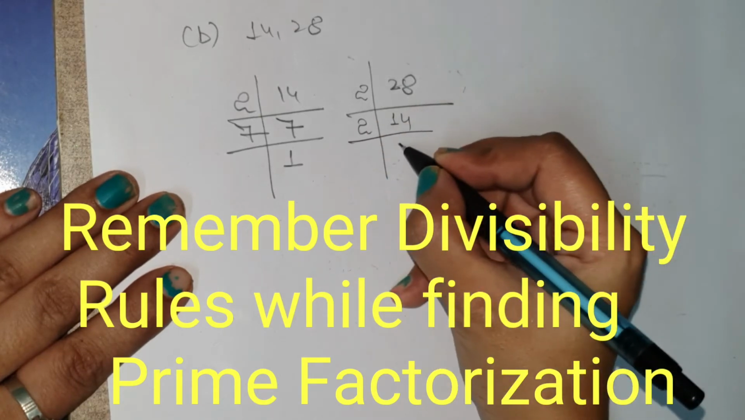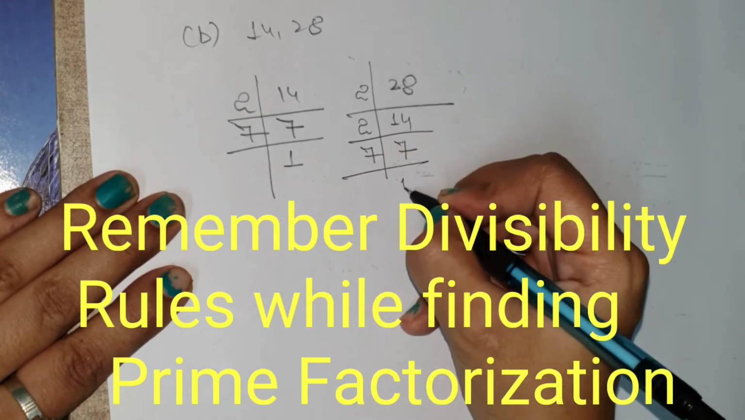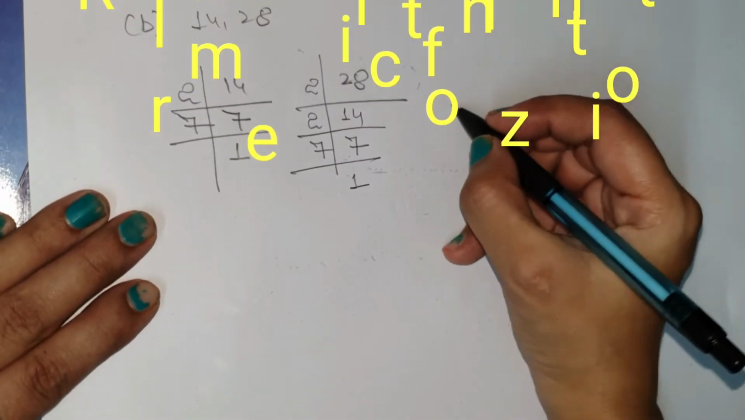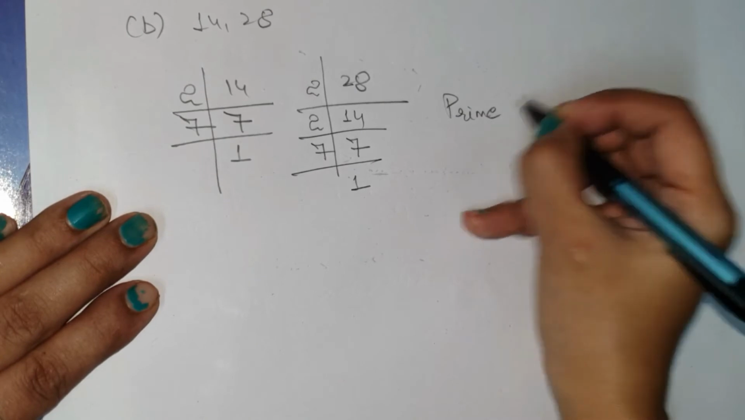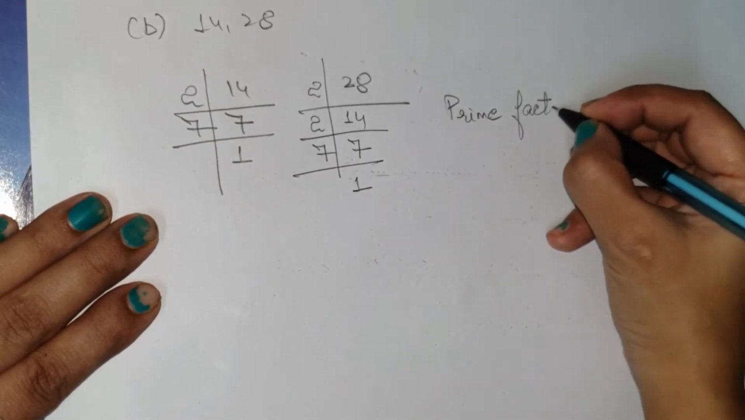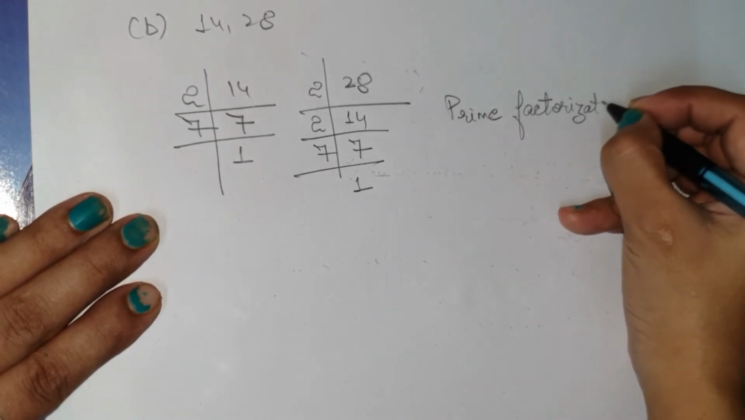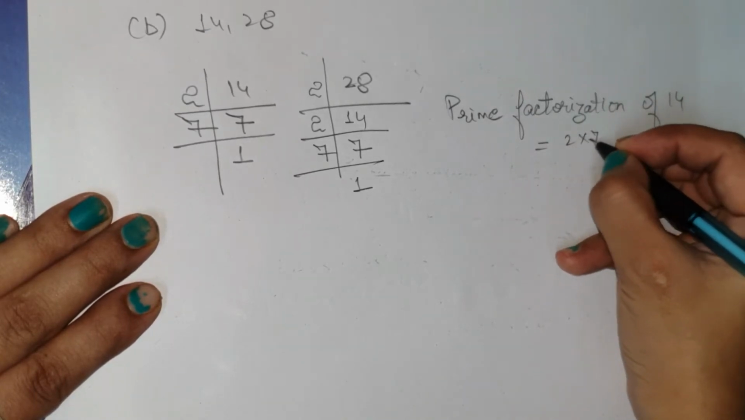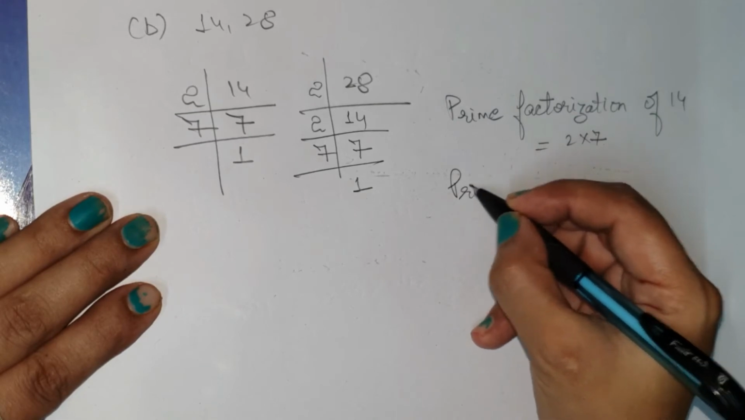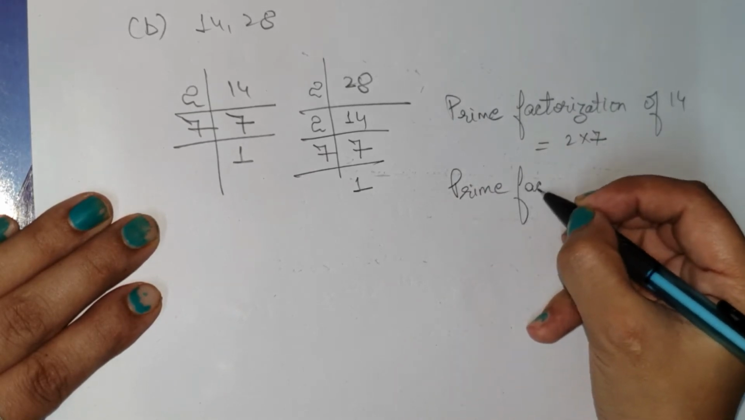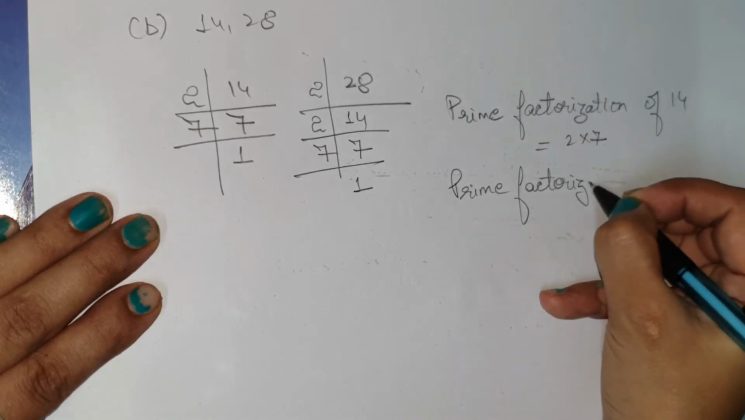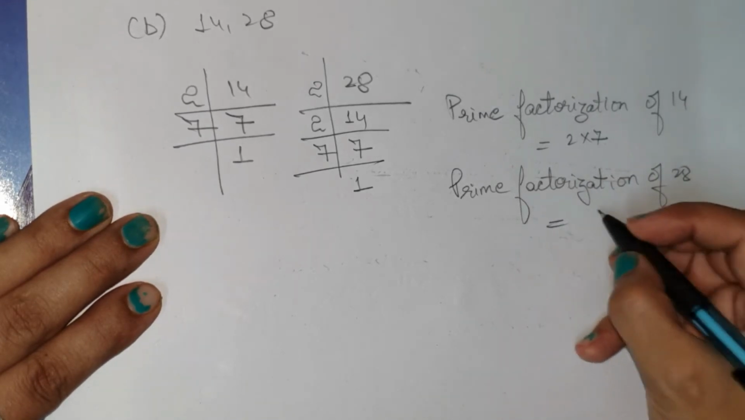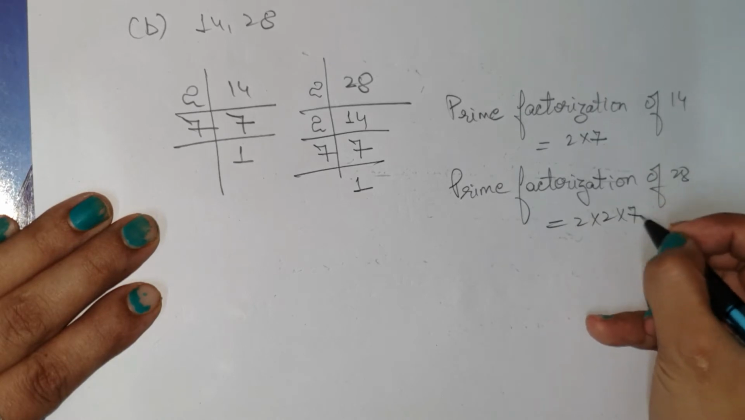14 comes in the table of 2, 7 times, and 7 is a prime number which comes in the table of 7 only. So like this, firstly you will find the prime factorization, then in the corner you will write prime factorization of 14 is equal to 2 into 7, right? Then you will write prime factorization of the other number, 28, is equal to 2 into 2 into 7, right?